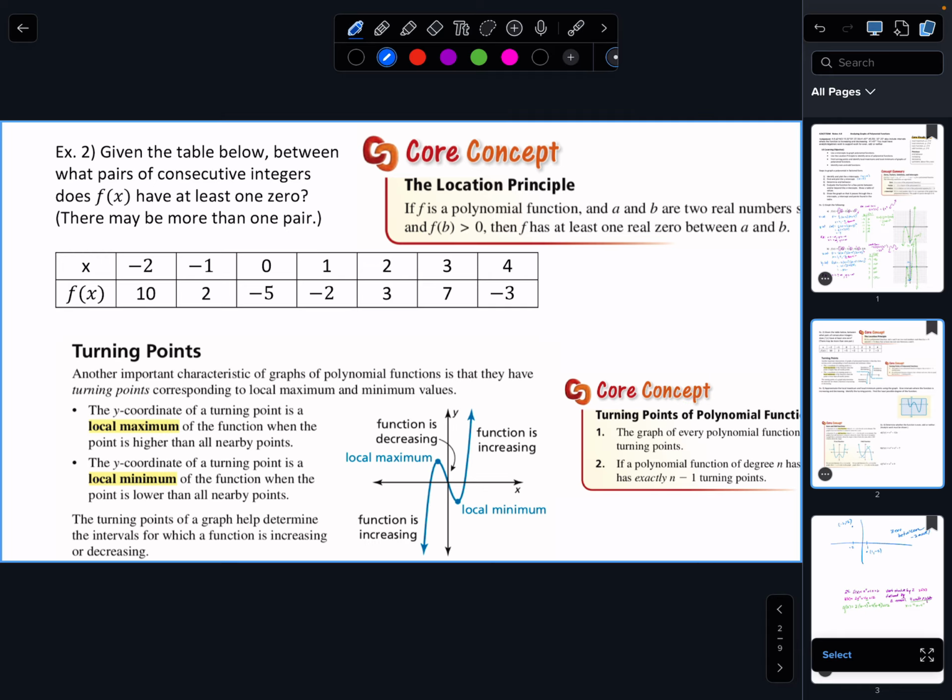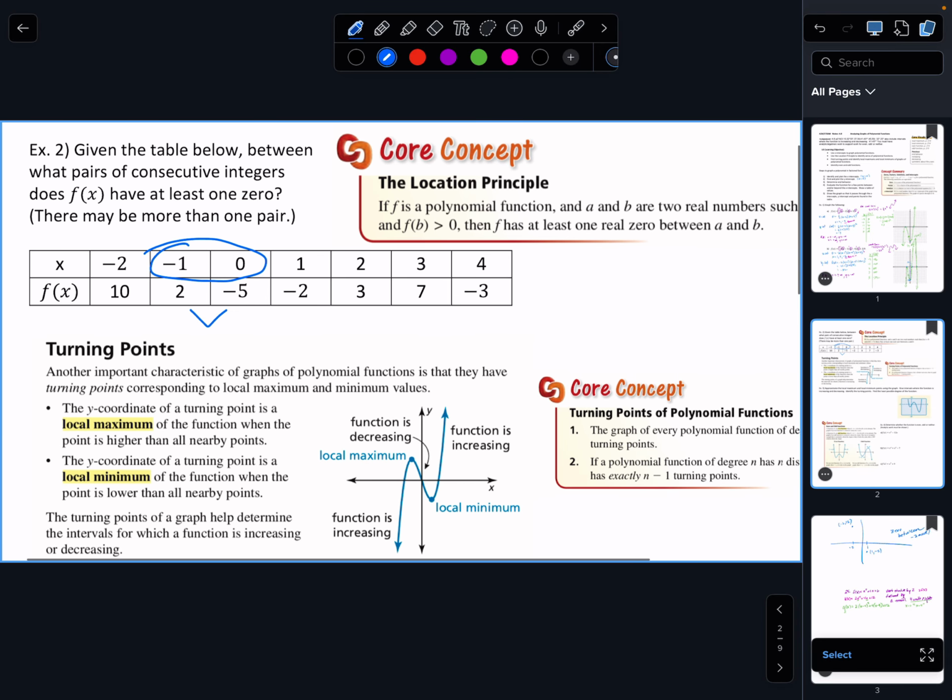And so you're looking at the y values. The y value changes sign, but it is the x values between which there will be an x-intercept. So you have zeros between negative 1 and 0. That's one pair.